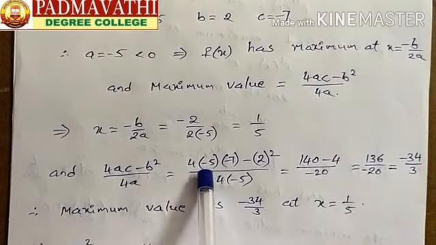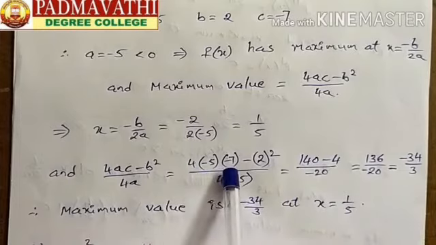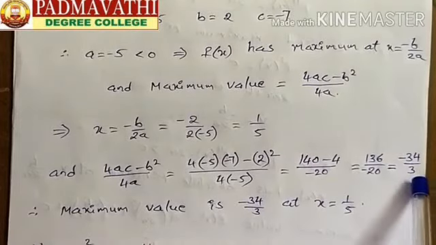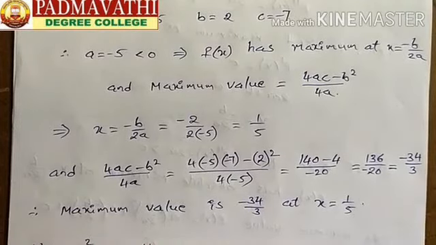First substitute the a, b, c values. 4 into minus 5 into minus 7 minus 2 square divided by 4 into minus 5. Simplifying, we get minus 34 by 3. So we can write the maximum value of the expression is minus 34 by 3 at x equal to 1 by 5. So whether it is maximum or minimum, we decide based on the a value. A is negative means the maximum value will come.